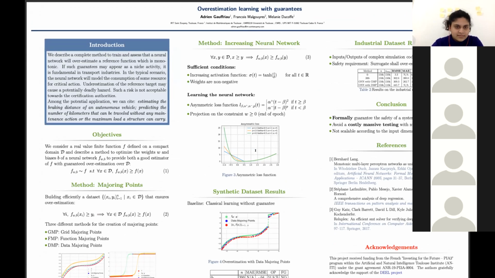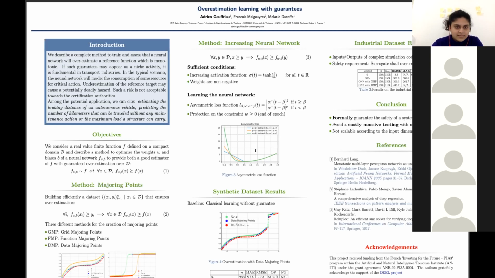So thank you for letting me present my work. I'm Adrien Gaufrio. I'm working at Airbus, but I'm seconded to Saint-Exupéry in the DEAL project. The idea of the work is to embed a neural network inside a critical software, and we would like, even if the neural network is very small, to have some guarantees on the network. In our experiment, the guarantee that we would like is to always, whatever the input point is, overestimate the reference function.